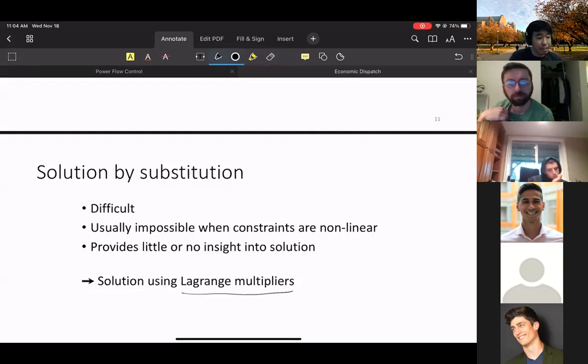This is a very important term. The idea is to solve using Lagrange multipliers, because they give you quite a bit of intuition. We'll work through what they are, get some intuition on why they're important, and see how they're used to pay generators.